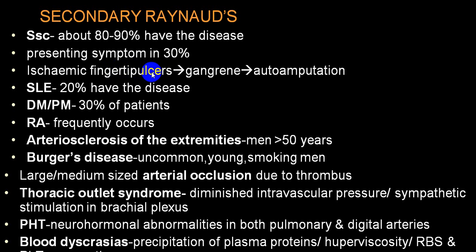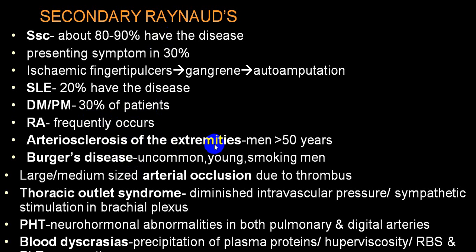Ischemic fingertips will show you ulcer, gangrene and auto amputation. In SLE, almost 20% will have Raynaud's phenomena. In dermatomyositis and polymyositis, almost 30% of the patients will have Raynaud's phenomena. RA also frequently has Raynaud's phenomena.